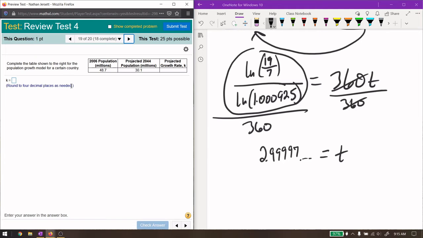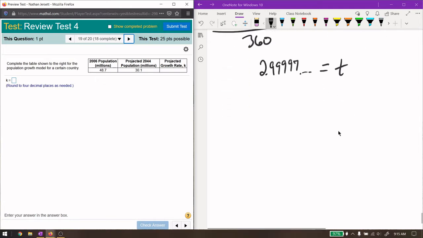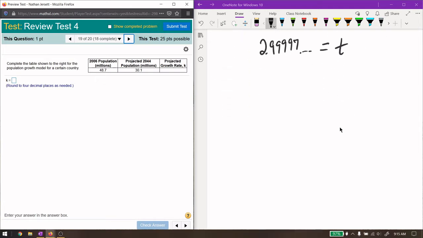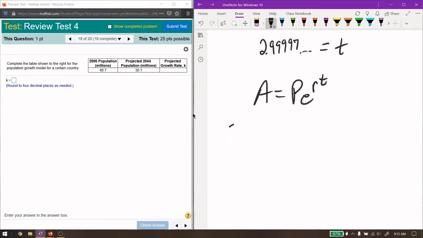And population is not continuously compounding, but it's so close to continuously compounding that we use that formula. So really it's going to be this A equals P e to the r t formula, because it's a population which is continuously compounding. Okay, 2044, that's going to be the final amount, the A. 48.7 is the starting amount.